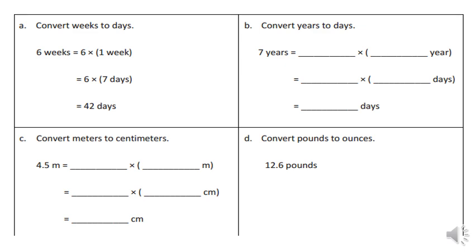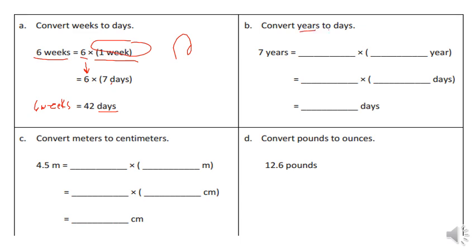Question A is already done for you, but I want to explain the process. It says 6 weeks equals 6 times 1 week. What we're doing is splitting it out at a unit of 1. We want to convert weeks to days, so we bring the 6 down, and we know there are 7 days in 1 week, so we replace 1 week with 7 days. Multiplying it out, 6 times 7 is 42 days. So 6 weeks is equal to 42 days.